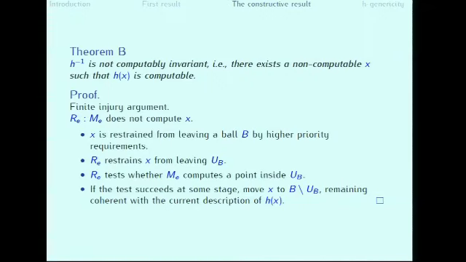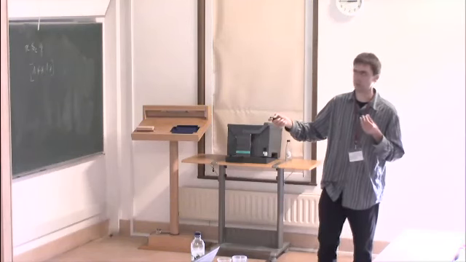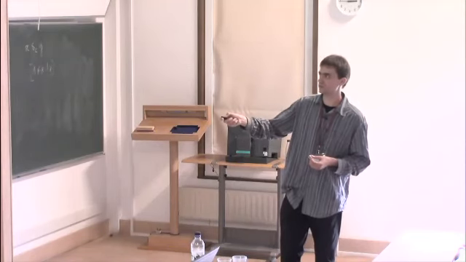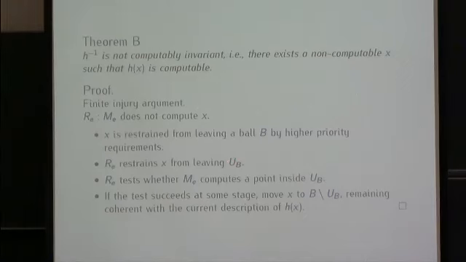It has a restraint coming from the higher priority requirements that it has to choose X inside a given ball B. So what it does is, okay, if X is in B, then I put it actually in UB, which is a subset of B. And if at some stage I realize that the machine ME computes something in UB, which can be discovered in finite time, then I change my mind, and instead of having X here, I move it outside UB, and I keep it in B, because I do not have the right to put it outside B. So this is the rough idea of the construction.